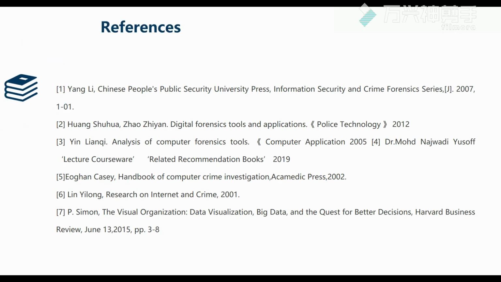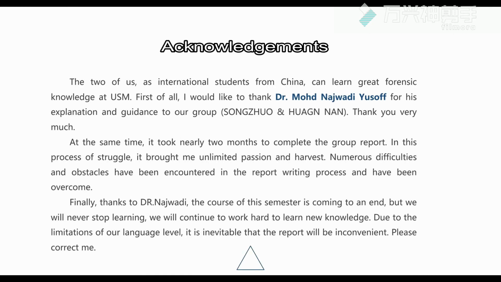In our final report, we also have some reference books like Chinese People's Republic Security, Yang Li and Huang Shuhuan, and also others. So when we finish our report, we very much appreciate the knowledge we have learned from the forensic class. And the two of us, as international students from China, have a big challenge with the language. So we try our best to do this investigation and to write our report.